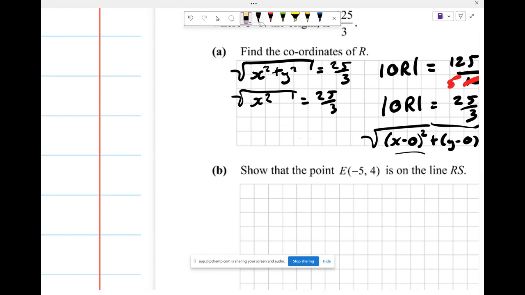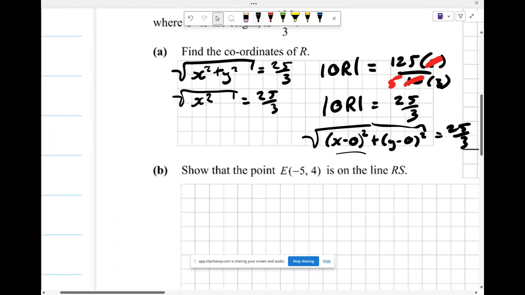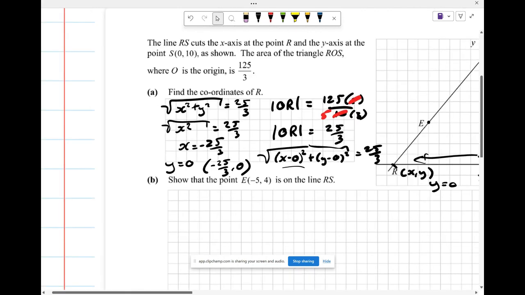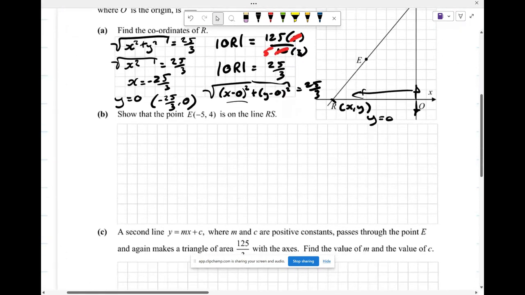Basically, when you're cancelling your square roots, sometimes you can do it as long as you're careful, which I wasn't here, just remember your pluses and minuses. So we know that x is going to be minus 25 over 3 and y is going to be 0. So our point is minus 25 over 3 and 0. So that's part 1 done.